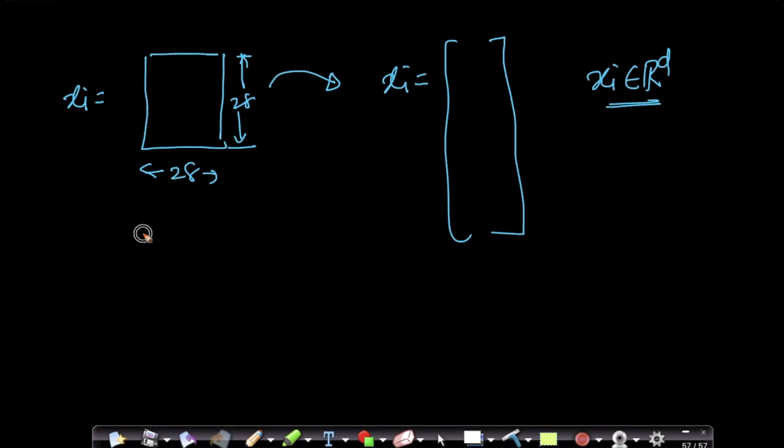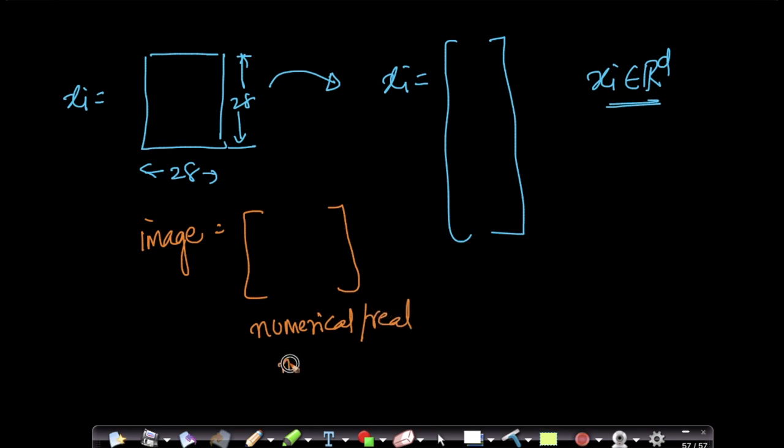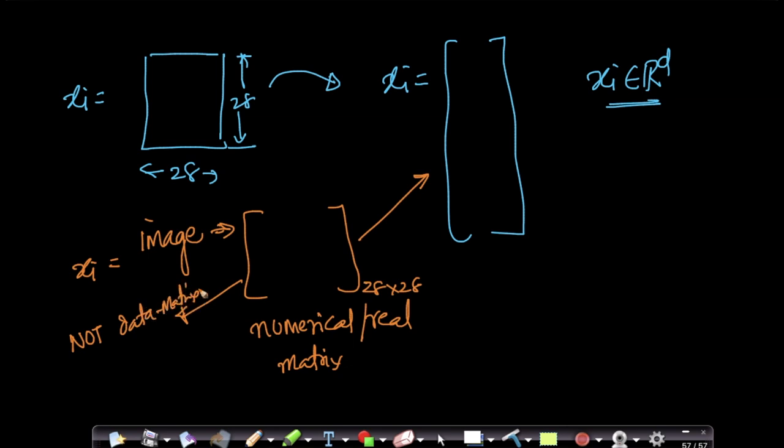So now what do we have? We have an image which you have converted into a numerical matrix, actually a real matrix. This matrix is of size 28 cross 28. Again, this matrix is not your data matrix. This is one data point. Don't forget that. This is exactly one data point. Now the question is, since I've converted an image into a matrix, how do I go to a data vector or a data point? This is not your data matrix X. This is just a matrix representation of your image.